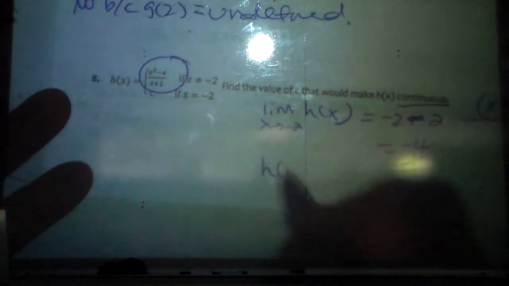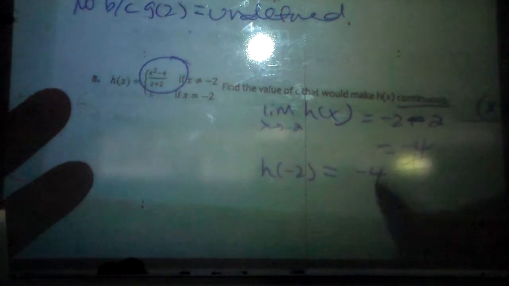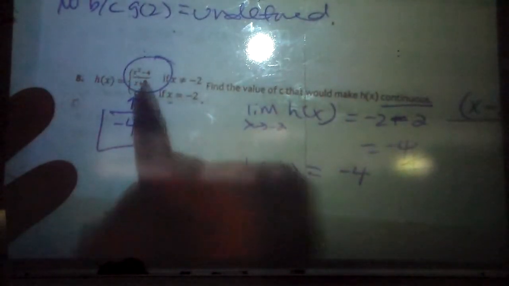If I want to make it continuous, then my function value, my h of negative 2, has to also be equal to negative 4. So at x equals negative 2, I need this value right here to be negative 4. So that's the value of c. Because then, only then, would my limit be equal to my function value. Then would my Twizzlers be meeting at the skittle right there.